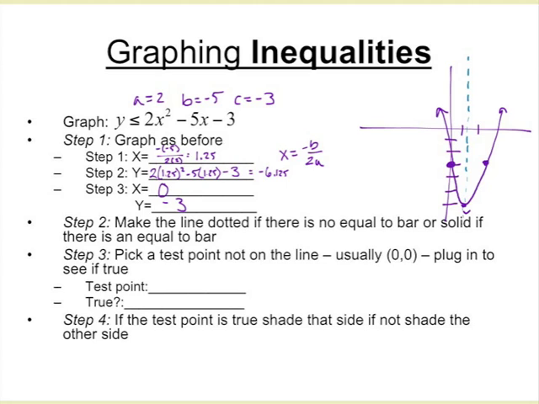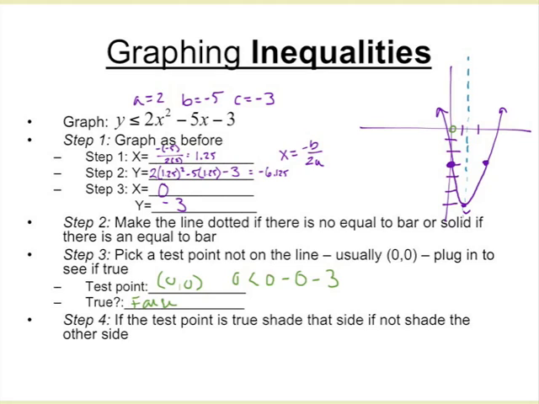Then we're going to pick a point to test and see if it's true. I like to pick 0, 0. You can always pick 0, 0 unless that is a point that's actually on the equation. In this case, it is not. So I'm going to pick this point of 0, 0 and plug it in and see if I get something true or false. So I plug in 0, 0, and that gives me 0 is less than 0 minus 0 minus 3. Is that true? That is not true. 0 is not less than negative 3, so this is a false point.